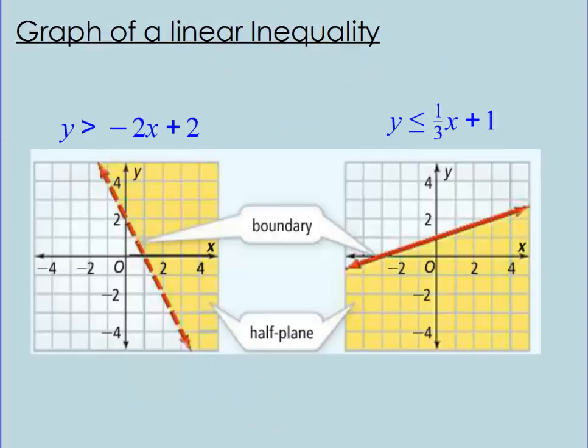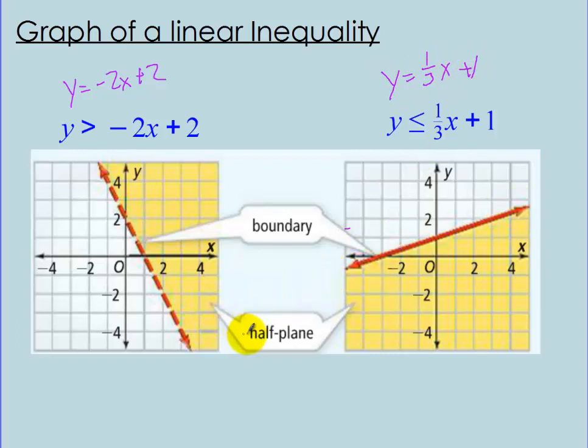Now, how do we graph a linear inequality? This is what they look like. So the graph of y is greater than 2x minus 2 will look like this, with the shade going above. And y is less than or equal to 1/3 x plus 1 is going to look like this. Notice in both you have a line, and we call this the boundary. This is the line that, if you just graphed it, y equals 2x minus 2, that's basically that line right there. And this is y equals 1/3 x plus 1, and that's that line right there.